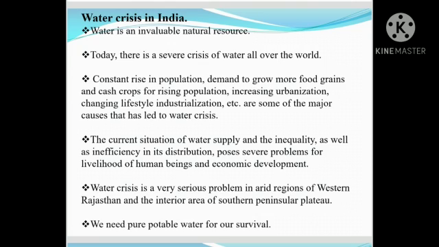The current situation of water supply, and the inequality as well as the inefficiency in its distribution, poses several problems for the livelihood of human beings and economic development. The water crisis is a very serious problem in the arid region of western Rajasthan and the interior area of the southern peninsular plateau. We need pure potable water for our survival.